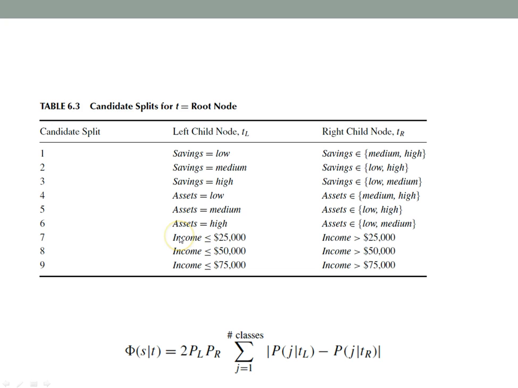Okay, that's just because of the nature of the income variable. It could have been different if income had been recorded differently. Okay? Everyone follow so far? What I'm talking about?